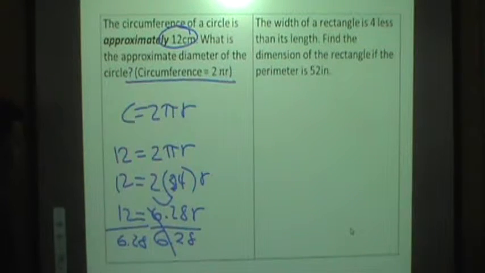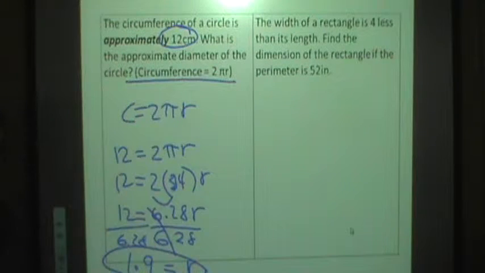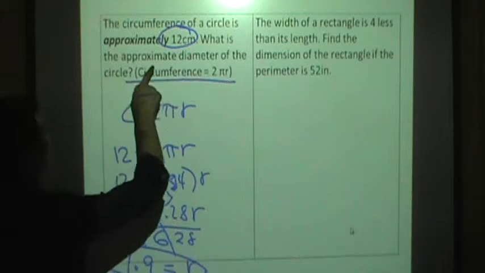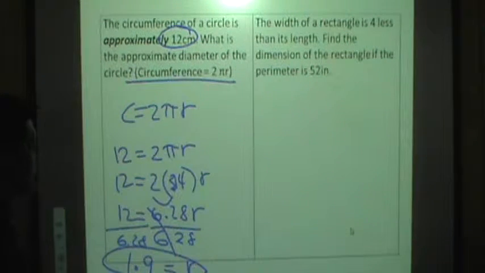So 12 divided by 6.28 is 1 point something. So r is equal to 1.9. That is the radius. Now, is that going to be your final answer? Well, I still have to go back to the question. The question is, what is the approximate diameter? Now here the radius is 1.9.